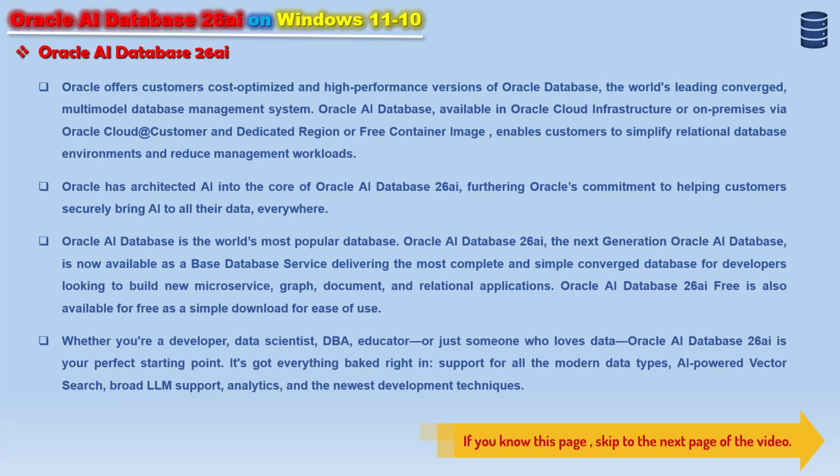Oracle AI Database is the world's most popular database. Oracle AI Database 26 AI, the next generation Oracle AI Database, is now available as a base database service delivering the most complete and simple converged database for developers looking to build new microservice, graph, document, and relational applications. Oracle AI Database 26 AI Free is also available for free as a simple download for ease of use.